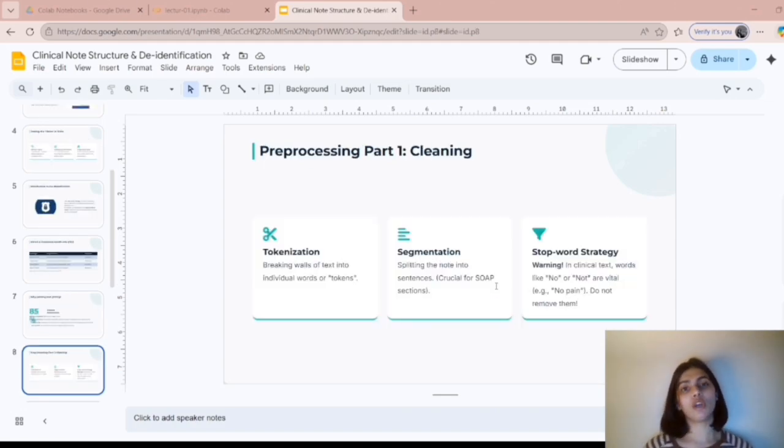Okay. Then we have pre-processing. We have two parts for it. The first part is cleaning. We have three kinds of things. If you have knowledge about NLP, you might know what these three things are. But even if you don't, we're gonna learn it here.